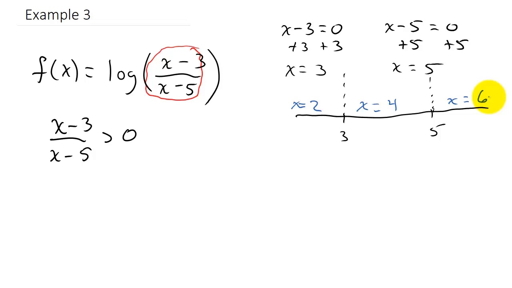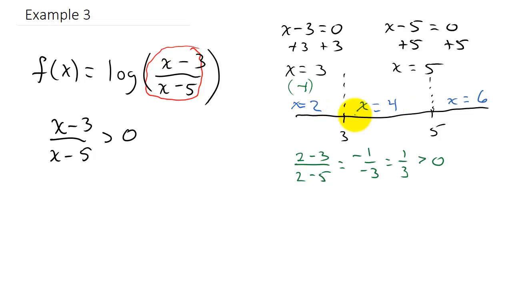Alright. So now I have to take each one of these numbers and plug them back in to the (x minus 3) over (x minus 5). Okay, so let's do that. Let's plug the 2 in for x. So I've got 2 minus 3 over 2 minus 5, which gives me negative 1 over negative 3, which is a positive 1/3, and that's greater than 0. So that means that everything in this region is positive.